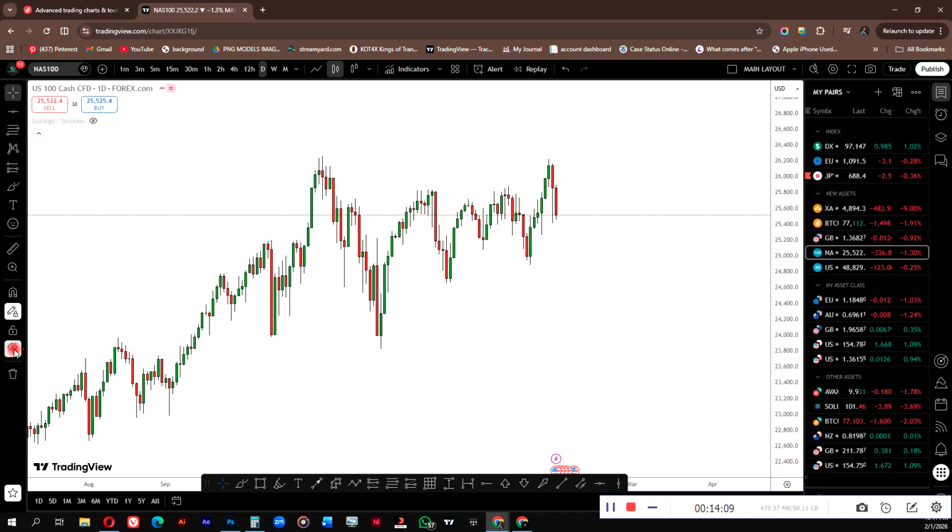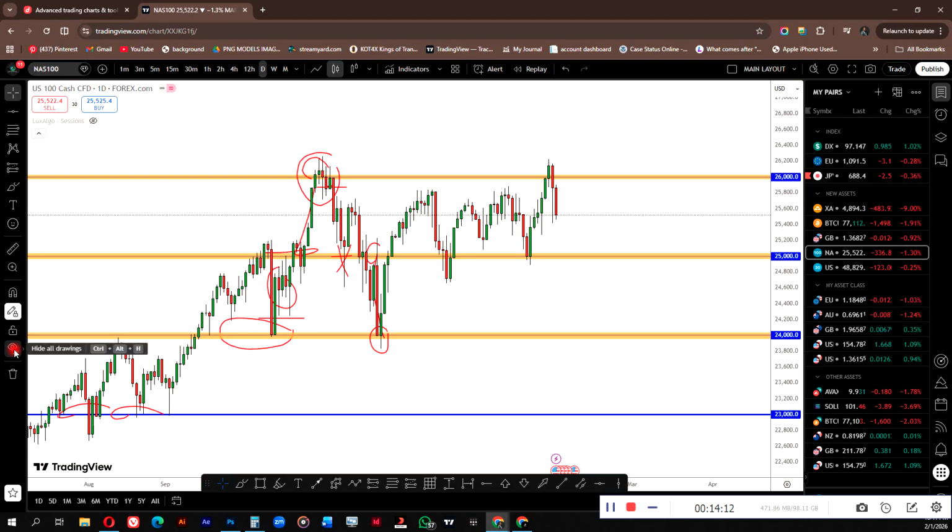Now let me put that back. See how beautiful it is. You know how crazy it is? You can take both corrections and continuations in this range. Price cannot run more than this range.